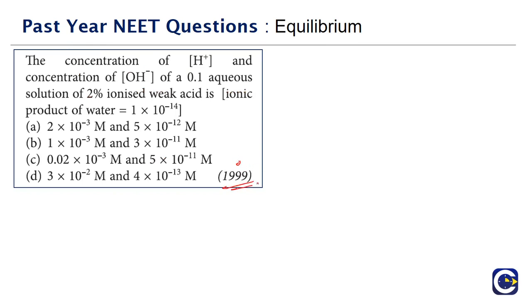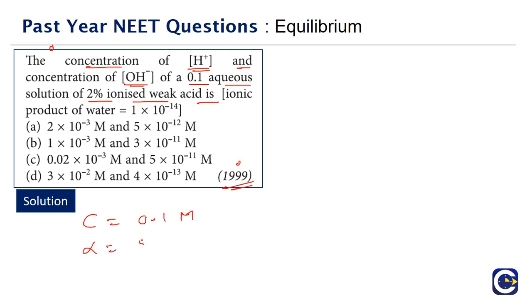Next we have another question that has come in the year 1999. The concentration of H plus and OH minus of a 0.1 molar aqueous solution of a 2% ionized weak acid. So this 0.1 is the acid concentration, 0.1 molar, we'll take it as the acid concentration. 2% ionized means alpha is equal to 2 by 100, which is 2 into 10 power minus 2. So this is C, this is alpha. What do we need to find? We need to find the H plus and OH minus concentrations.